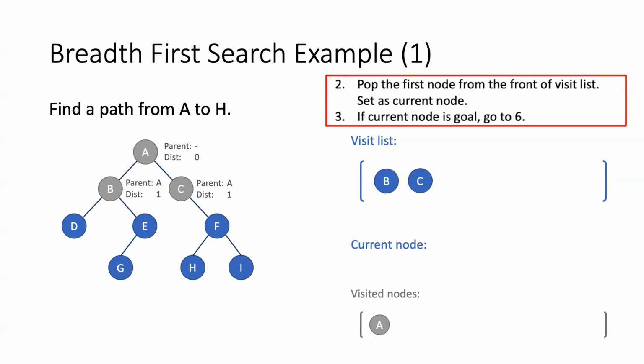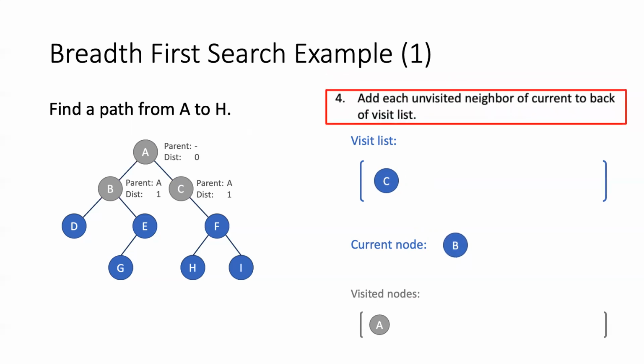So what we're going to do now is go back to step 2, and take our next element off of the visit list. That will be element B. So we take element B off, and then C moves up in the visit list. We can then check whether our current node B is the same as our goal node H. It's not, so we continue along with our iteration for the algorithm.